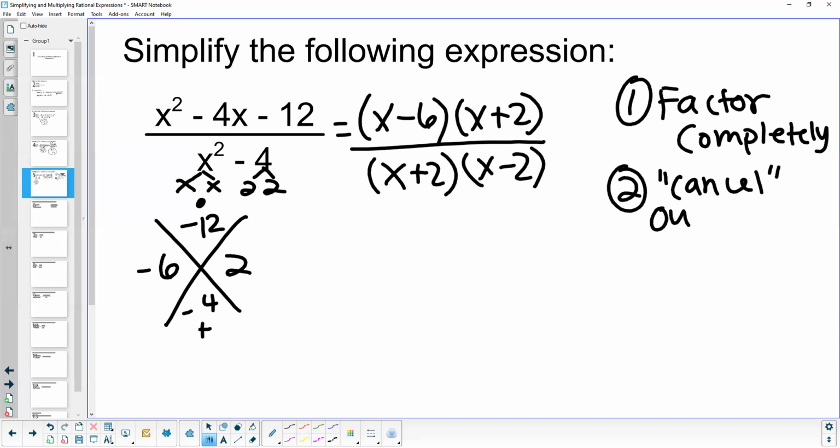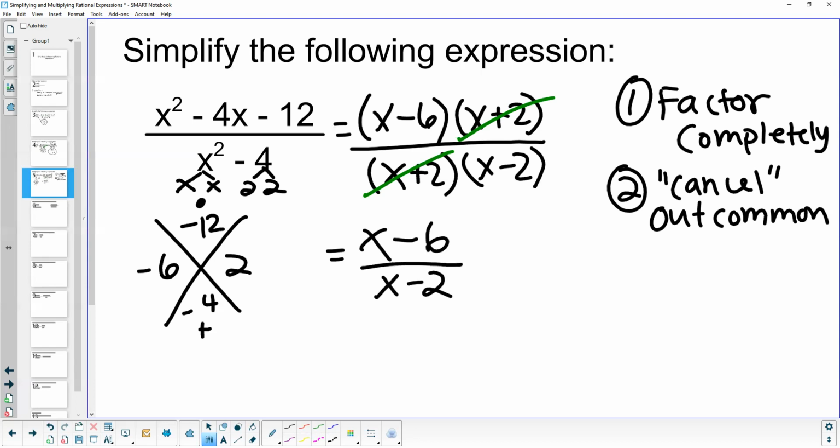Our second step when it comes to simplifying expressions is we want to cancel out what's in common. So in this case, we're going to cancel out these two x plus 2's because there's one on the top and there's one on the bottom. And then we end up getting x minus 6 divided by x minus 2. Is there anything else that we can simplify here? No, because they're factored completely and there is nothing to cancel out.